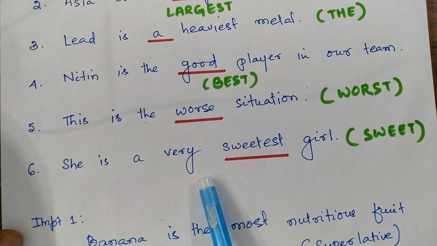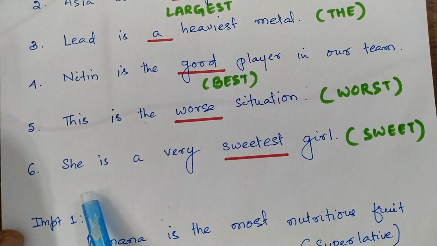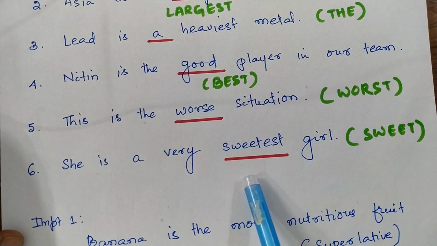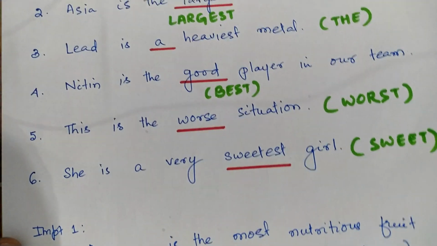Otherwise, had we compared her with all the other girls, we would say she is the sweetest girl in the school. But here we are just mentioning about her. She is a very sweet girl. So we are not comparing her. We are just telling her basic nature as sweet. So sweetest is the error and sweet is the correct form.